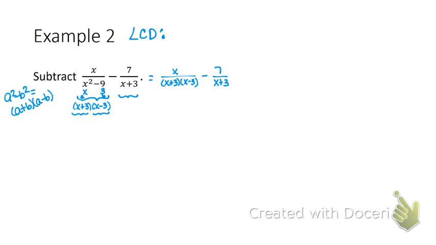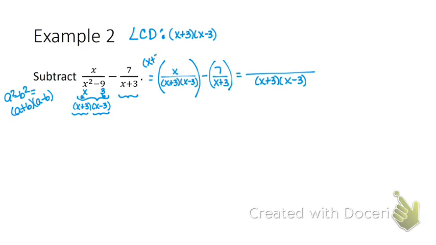Now let's go find that least common denominator. If I want to get rid of this first fraction, what do I need to multiply by? X plus 3, X minus 3. Good, X plus 3, X minus 3. Now, if I want to get rid of the second fraction, what would I multiply it by? X plus 3. Now check, do I already have an X plus 3 written in my least common denominator? Yes, so I do not have to write it again. So that right there, the X plus 3, X minus 3, is my least common denominator. And remember, that's also what we're going to multiply by to simplify this.